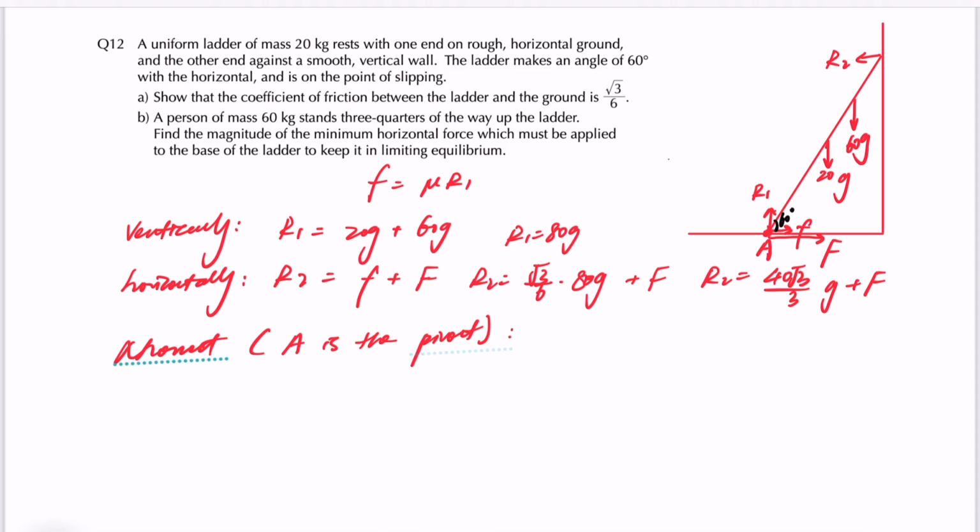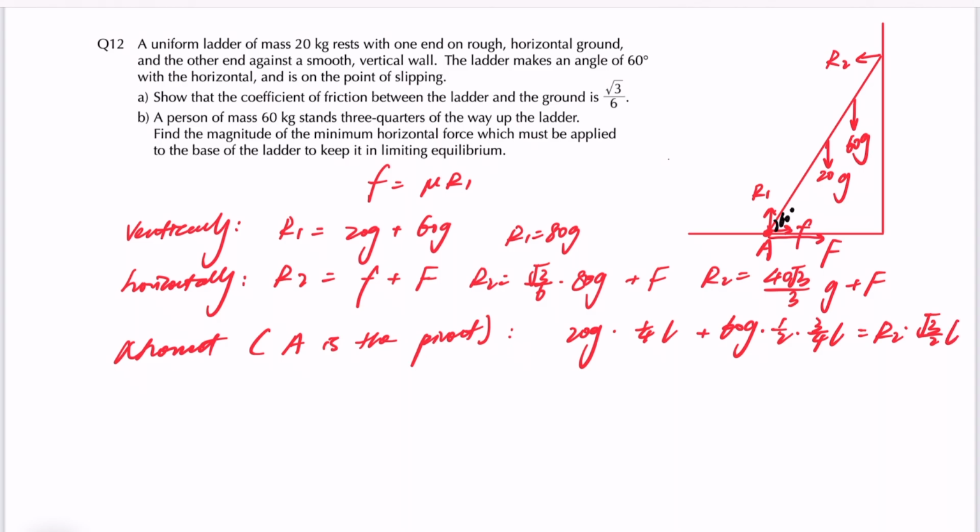We got the clockwise moment, the 20G and the 60G. We got the anti-clockwise moment, the R2. Let's do it one by one. 20G times the perpendicular distance for 20G. Remember what we have done before? That was 1/4 L. The perpendicular distance for 60G is going to be half of 3/4 of L, which equals R2 times, again, remember what we have done before, square root 3 over 2 L.